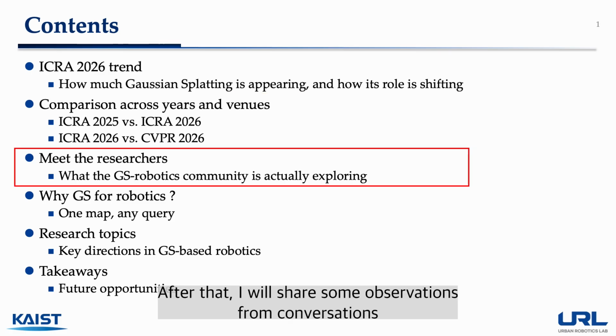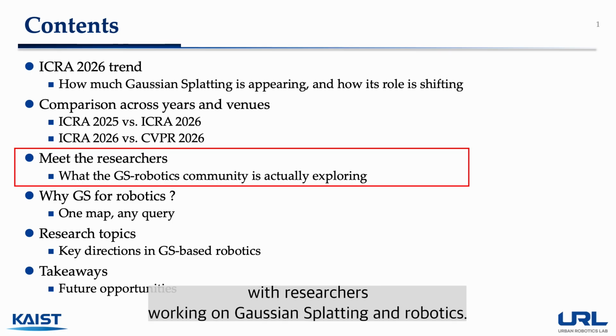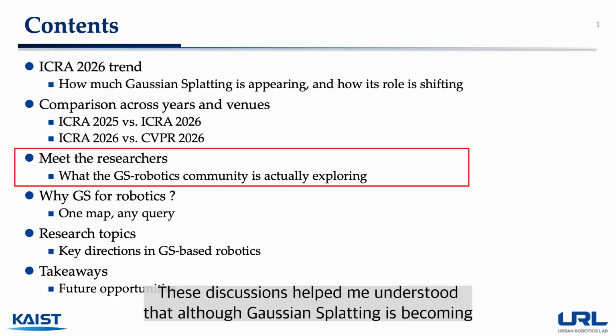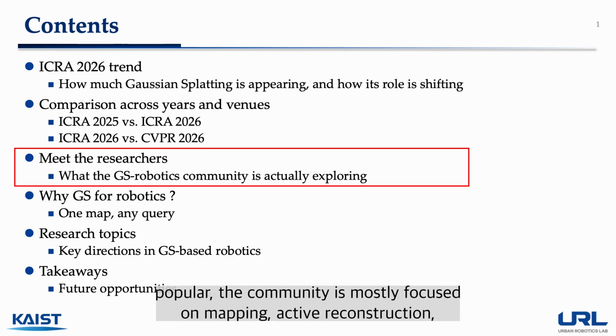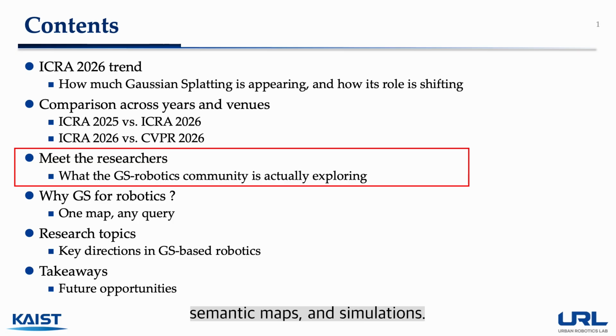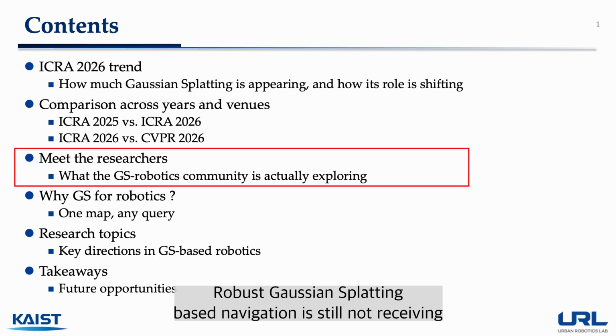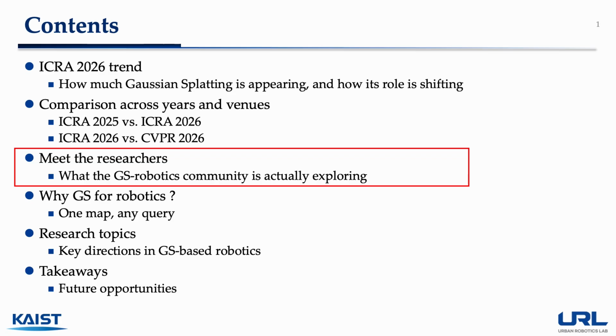After that, I will share some observations from conversations with researchers working on Gaussian splatting and robotics. These discussions helped me understand that although Gaussian splatting is becoming popular, the community is mostly focused on mapping, active reconstruction, semantic maps, and simulations. Robust Gaussian splatting-based navigation is still not receiving as much attention.